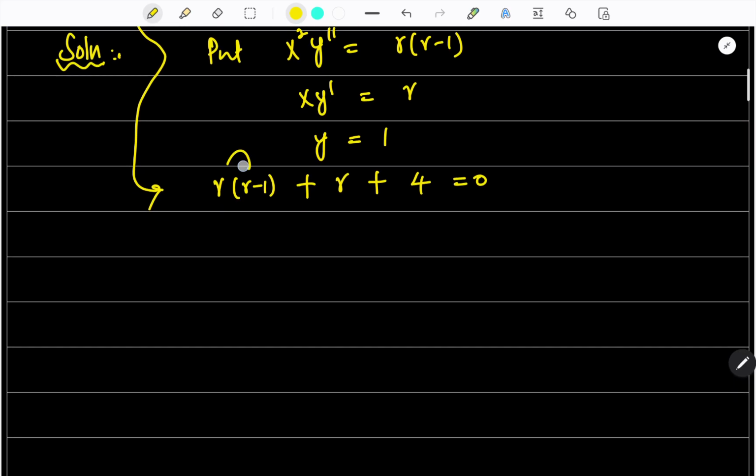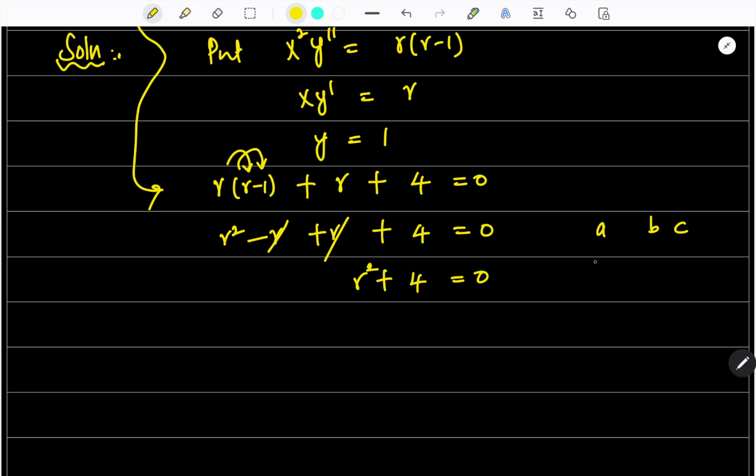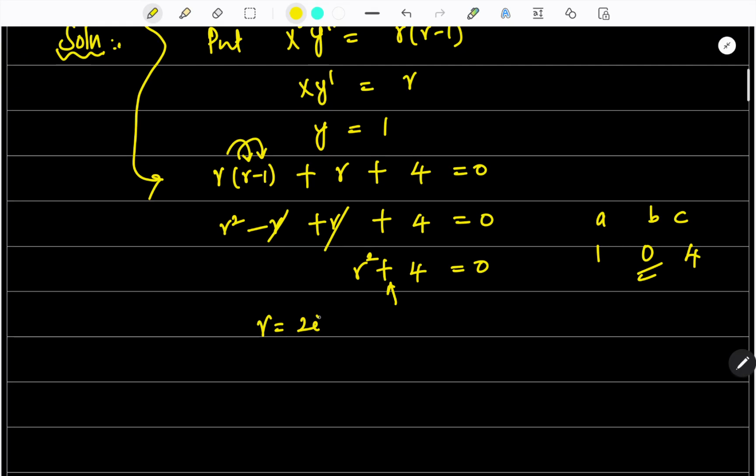Right. So when I multiply, r square minus r plus r plus 4 equal to 0. The r gets cancelled. r square plus 4 equal to 0. Go to the calculator, a, b, c. a is 1, b is 0 and c is 4. Why b is 0? There is no r. So let me start, which is 1, 0 and then 4. So what's my answer? 2i and minus 2i. So r is equal to plus 2i, r is equal to minus 2i.